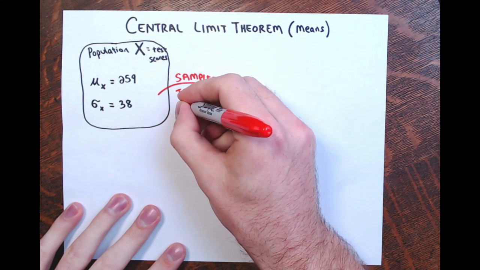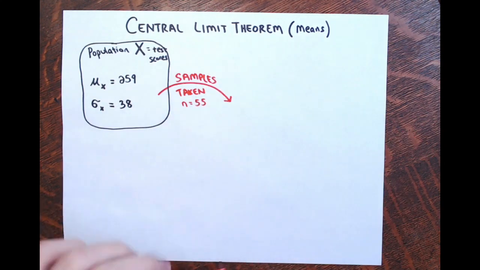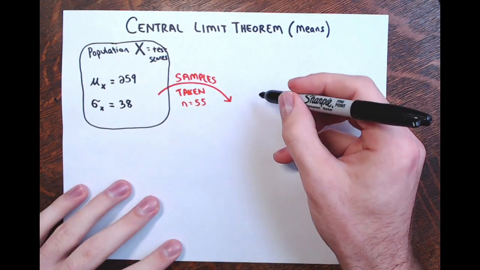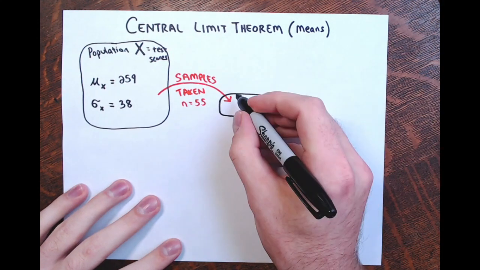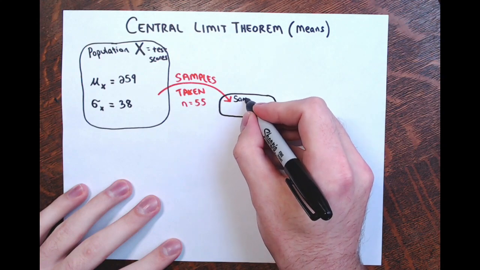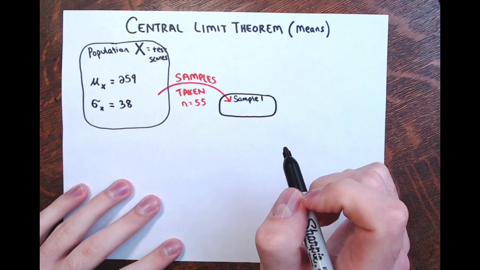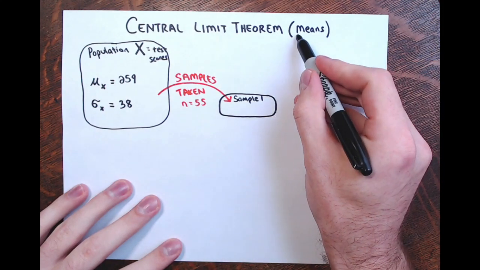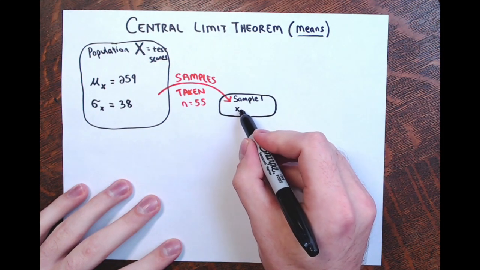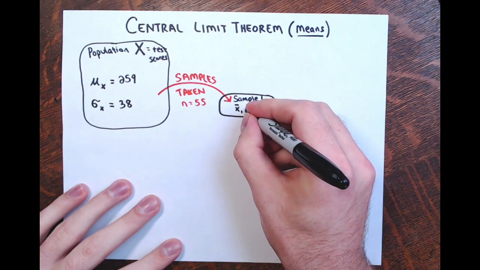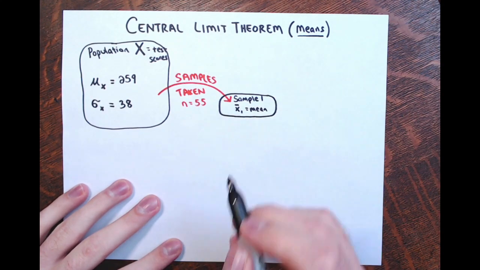And in this case, the samples have a size of 55. So we start taking these samples. Here's sample one, and it has a mean. We're going to be focusing on the means here. Let's say it has a mean of x bar 1. This is the mean of the first sample, x bar number 1.